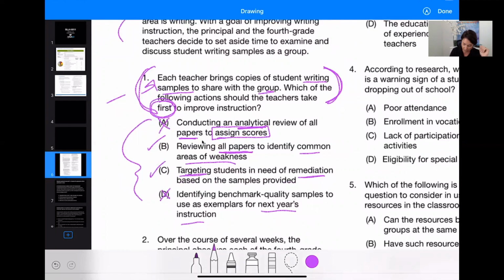Reviewing all papers to identify common areas of weakness. That's data evaluation. Then we have this targeting students. Targeting students is doing the thing. You have actually already made a decision here. So really the correct answer is B, because you have to evaluate the data first before you can prescribe any kind of intervention or remediation or targeting. So this is where things get tricky, all right? So I'm going to eliminate C, and B is going to be my answer.